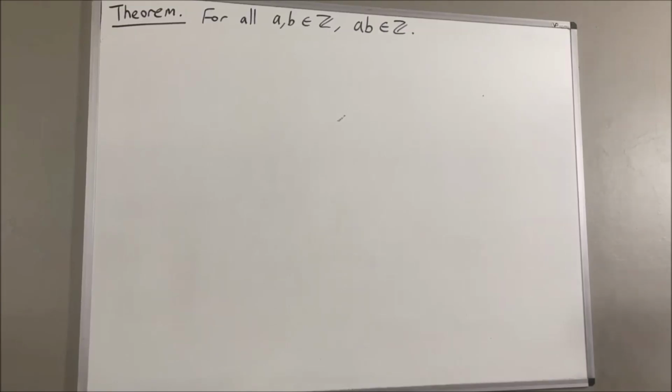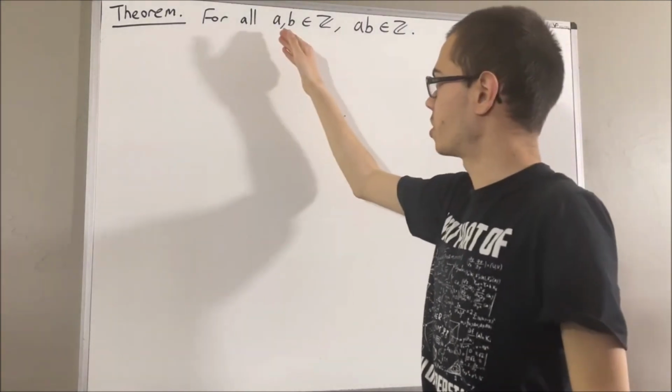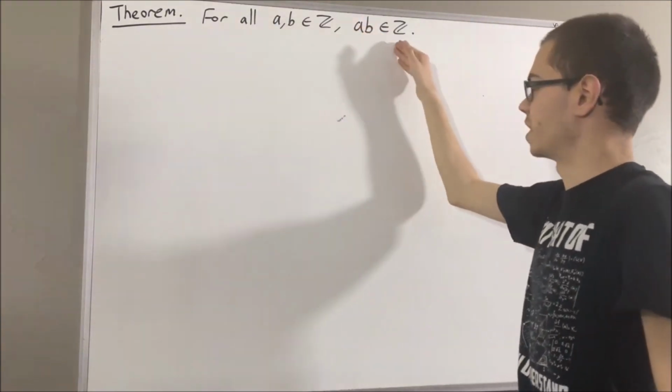Hello! In this video, we are going to prove the following theorem. For all integers a and b, a times b is an integer.